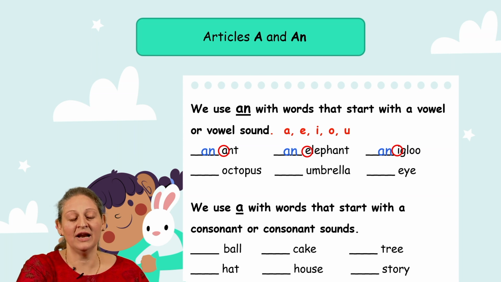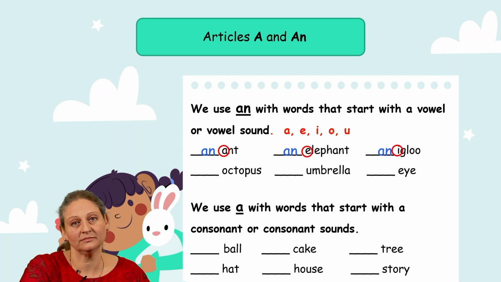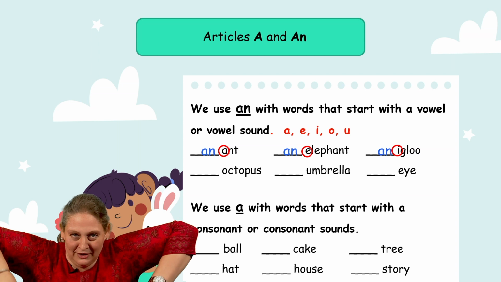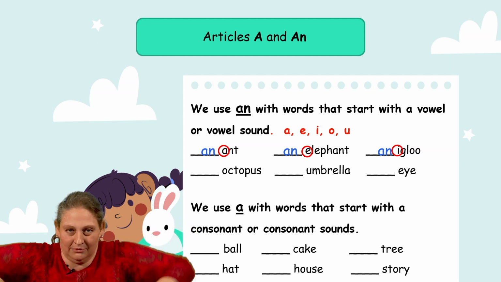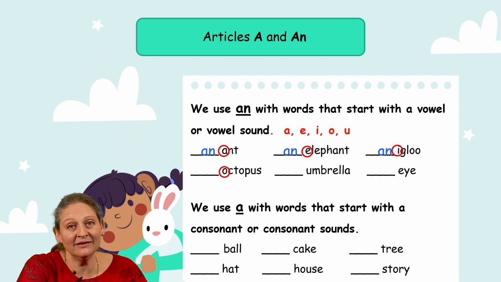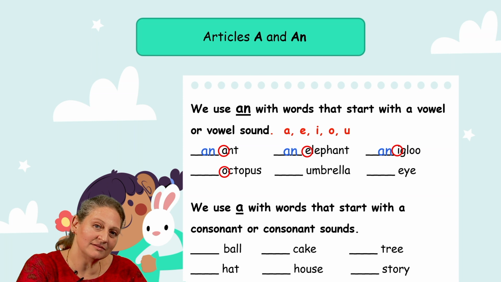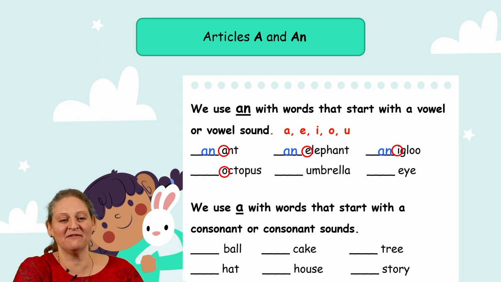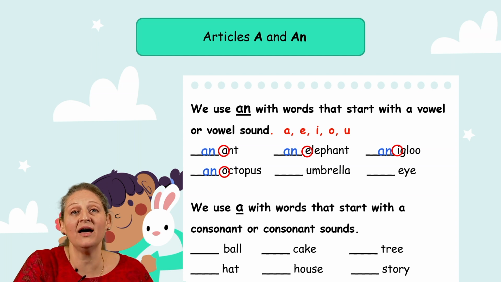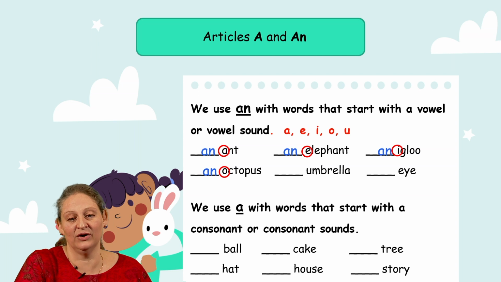Very good. Now look at the next word. What is it? Octopus. It has 8 legs, right? Circle the first letter. What letter does it start with? O. O is a vowel. So we have to write? You're so smart. Yes, we have to write an. An goes before words that start with a vowel. Very good. Next word, umbrella.